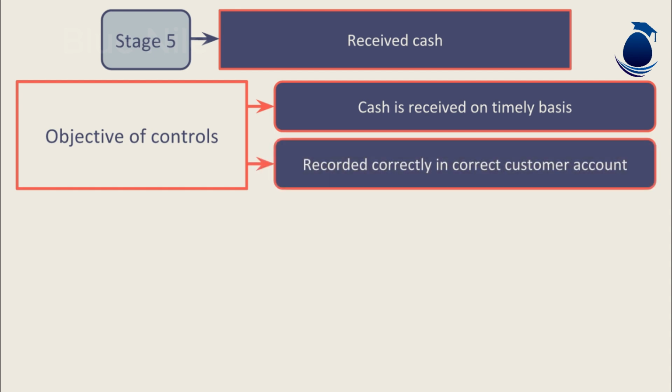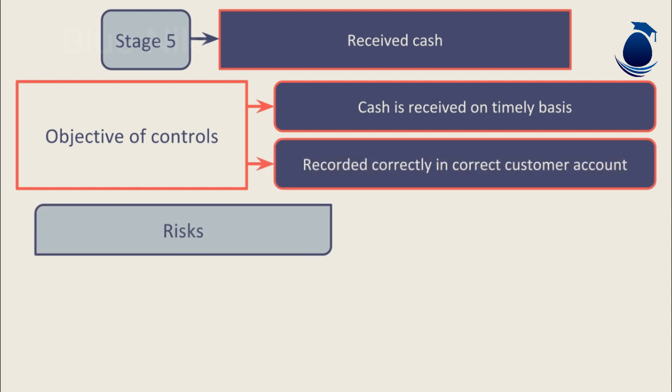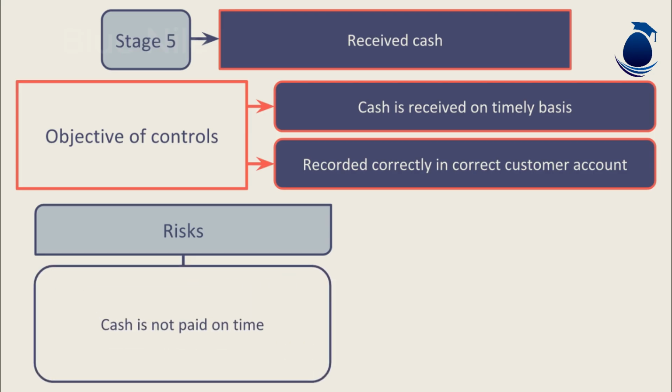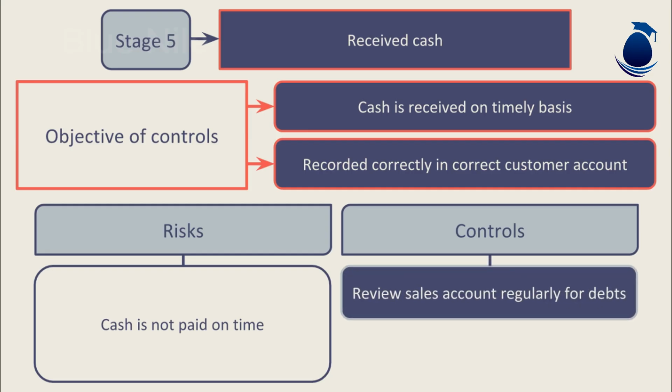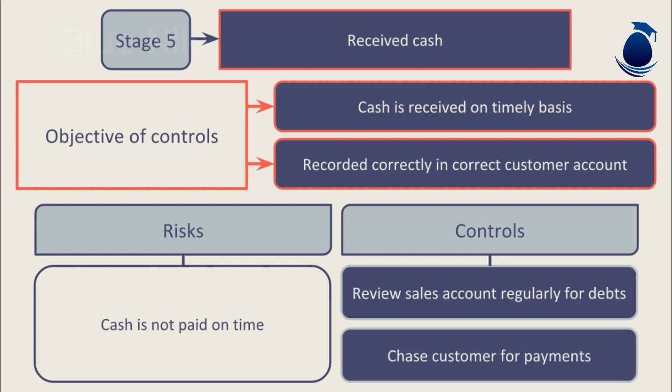and recorded correctly in the correct customer account. A risk could be that the cash is not paid on time, and a control would be to have a member of staff perform credit control procedures, such as reviewing the sales account regularly for debts that have reached their payment deadline and chasing customers for payments.